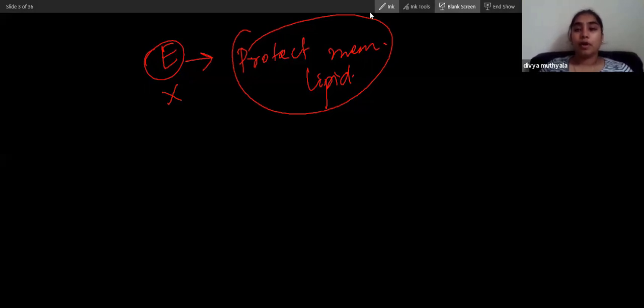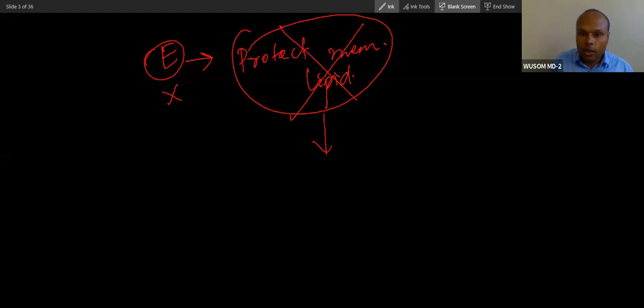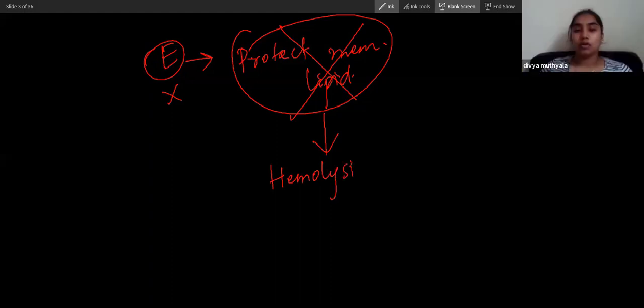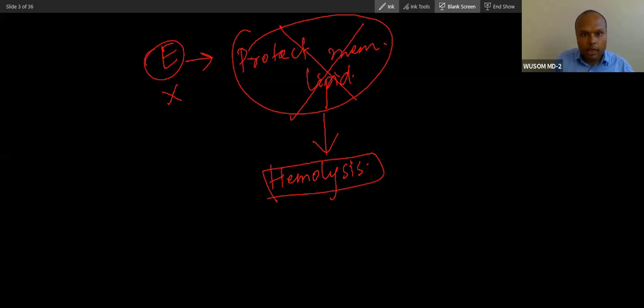There won't be any protection for the membrane. No protection, then this will lead to which problem? Hemolysis. Did you understand? Vitamin E deficiency will lead to hemolysis. This is the only most important point you have to remember about vitamin E. If you remember, vitamin E is done.